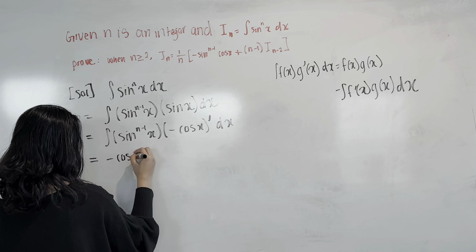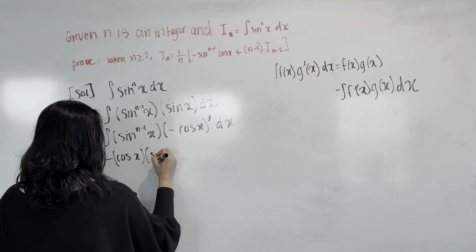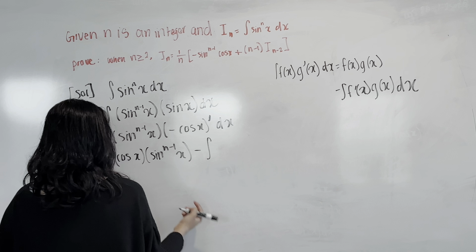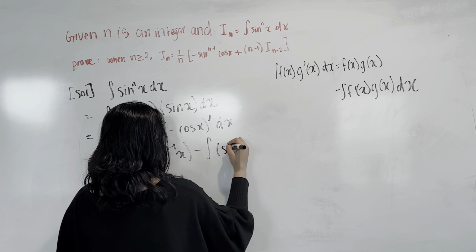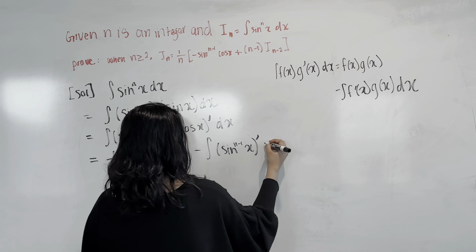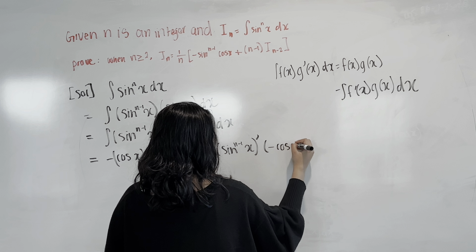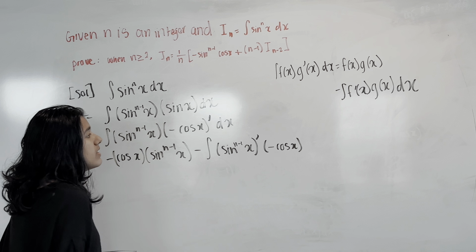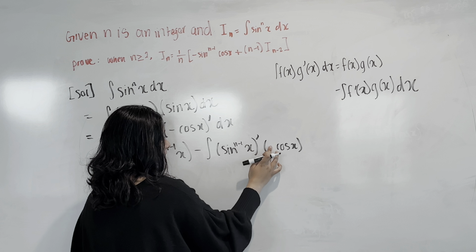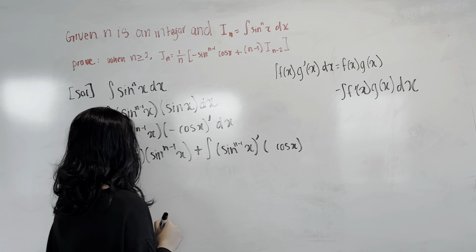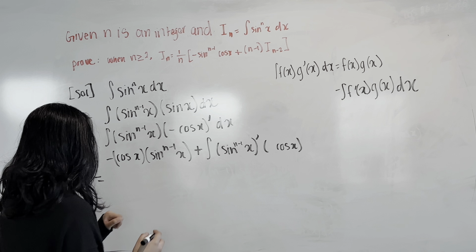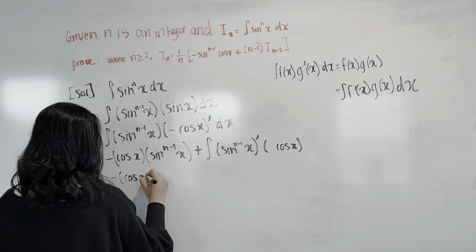So minus cos x sine to the n minus 1 of x, minus the derivative of this, sine x to the n minus 1 times minus cos x. Alright, now that we have that, these two multiplied is just positive, so I'm just going to leave a positive right there. And now we're just going to leave this the same, minus cos x.